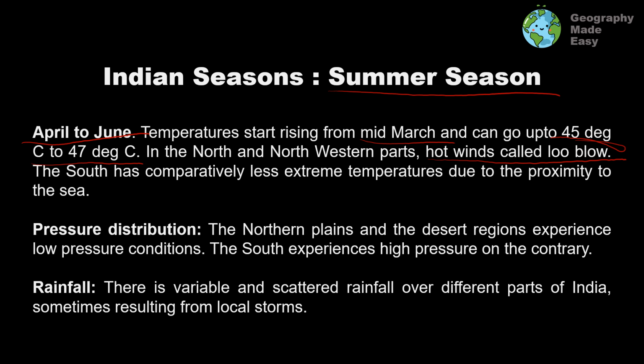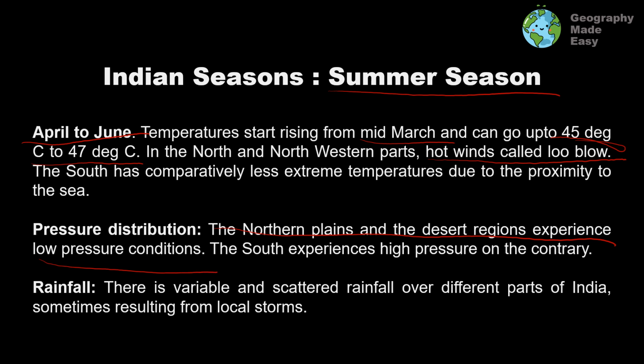The south has comparatively less extreme temperatures due to the proximity of the sea, but because of the sea, the moisture content remains high in the coastal areas. But extremities are not experienced. Temperature remains high because the entire subcontinent lies very close to the equator, but it doesn't become as oppressive as in North India.